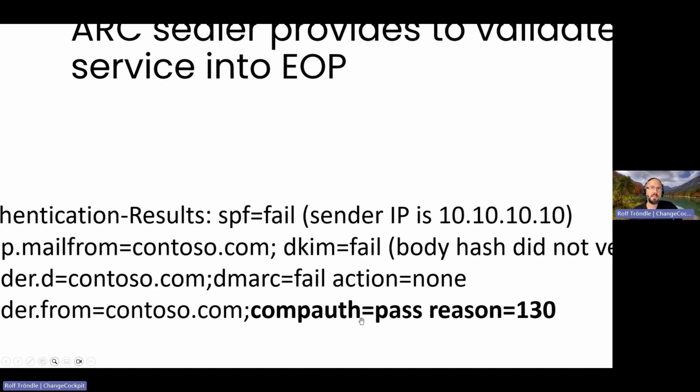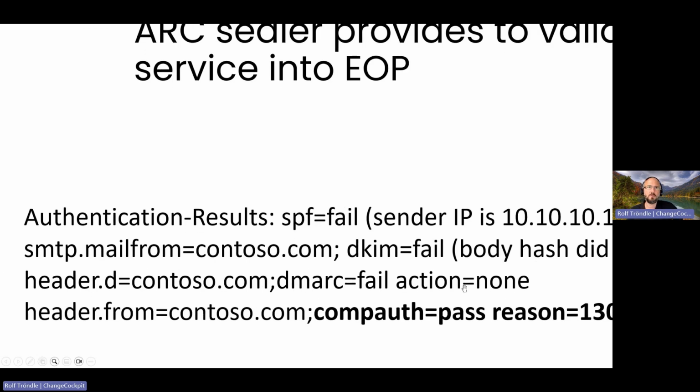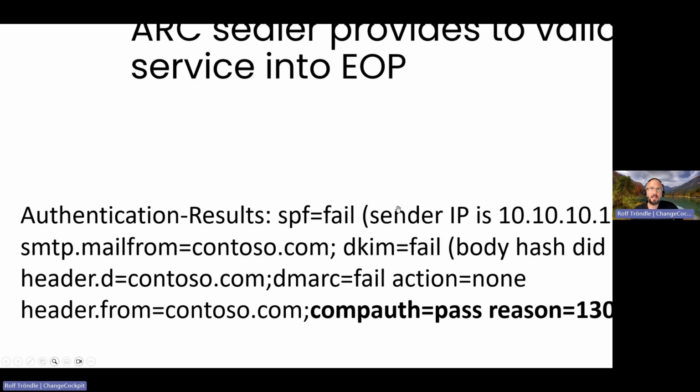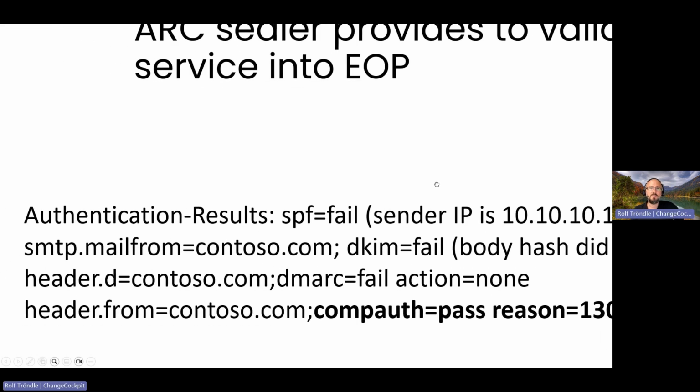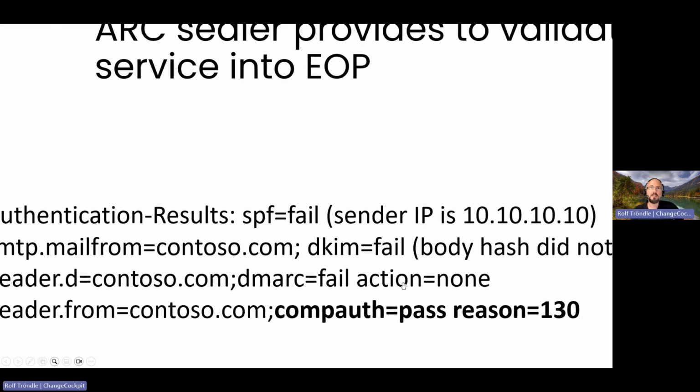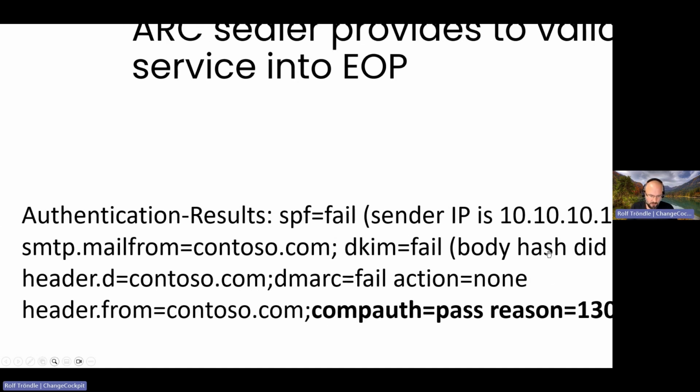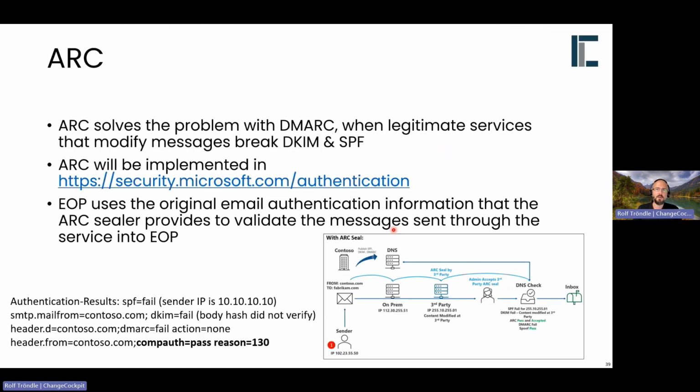You would see compauth equals pass with the reason equals 130, and not normally reason 100. If it's reason 130, then you would know okay, it was passed because of ARC. And we see also the authentication results, SPF equals fail, DKIM equals fail, hash did not verify, but compauth equals pass would be strange if both of these fail. And the reason 130 means the ARC authentication results are fine. We trust it. Everything is good.